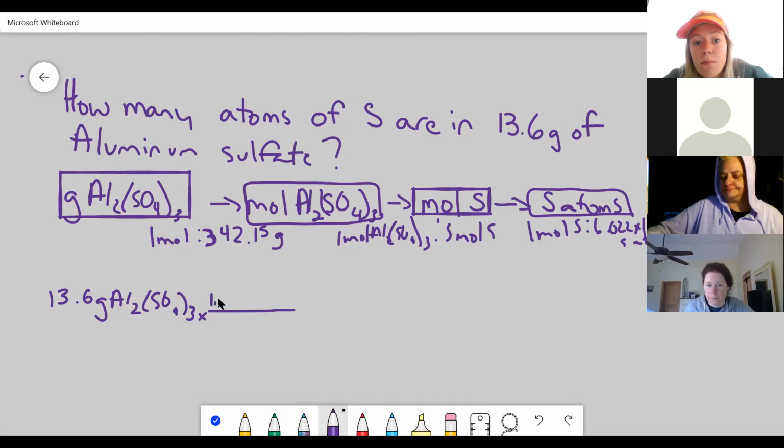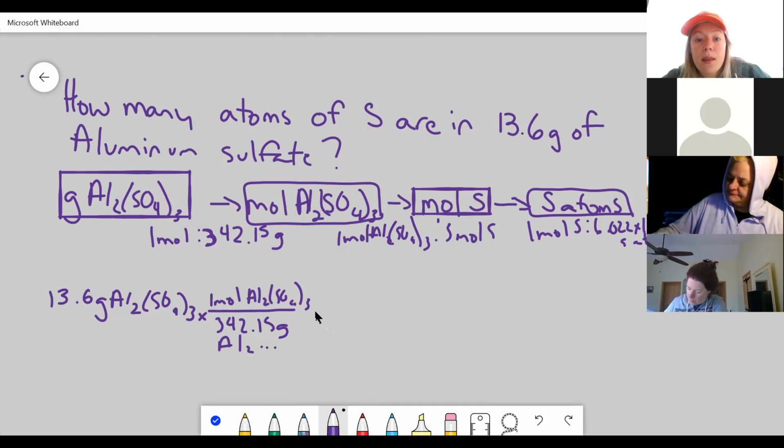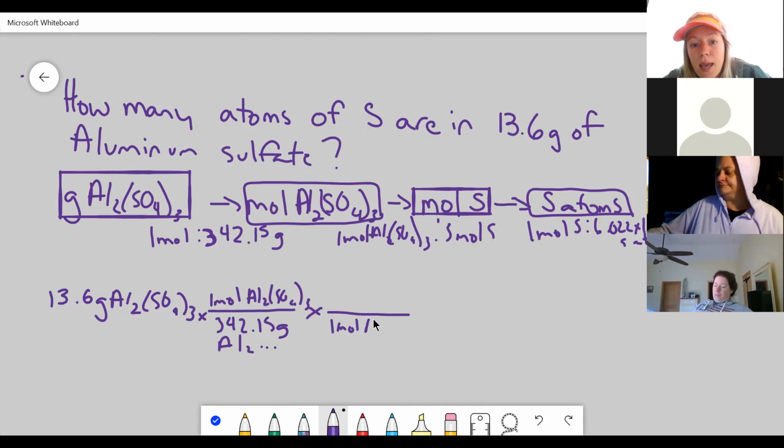I want to get into moles. So 1 mole of the Al2(SO4)3 is equivalent to 342.15 grams of the Al2(SO4)3. All right. Next step is to get from moles of the compound into moles of the sulfur. So I'm going to put the compound on the bottom. 1 mole of the Al2(SO4)3 yields 3 moles of sulfur.